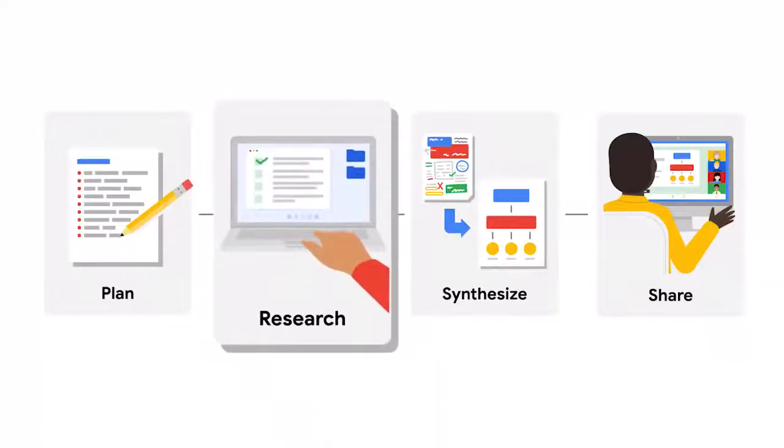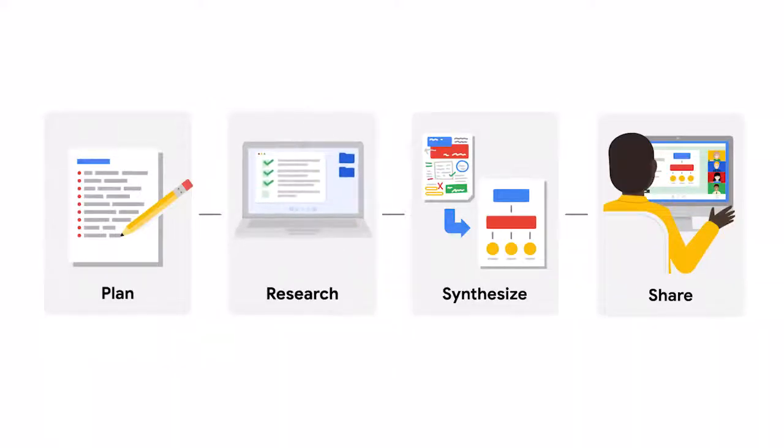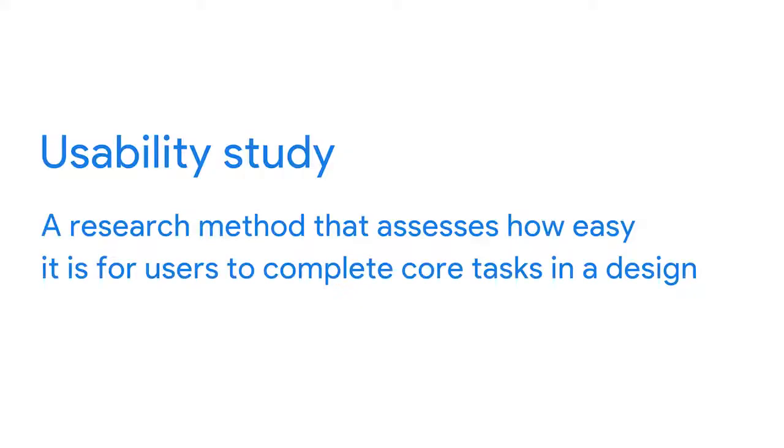The second step is to conduct the research. During this step, you'll gather data. There are several techniques you can use, but the one we'll focus on in this course is called a usability study. A usability study is a research method that assesses how easy it is for users to complete core tasks in a design. The goal of a usability study is to identify pain points that the user experiences with your designs, so the issues can be fixed before the final product launches. During a usability study, you get a chance to see how users interact with your new product or feature. You can also interview users to learn more about their experience.